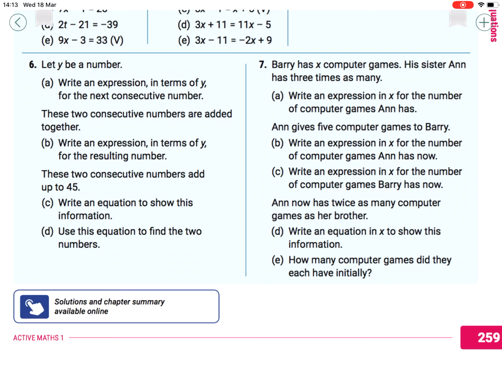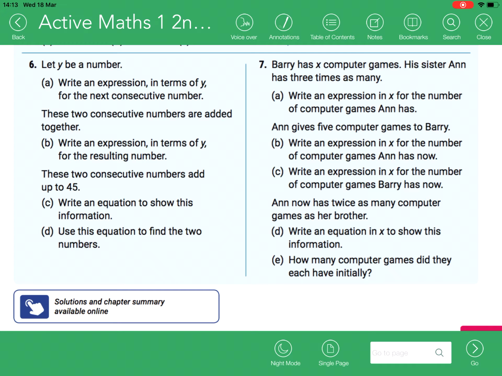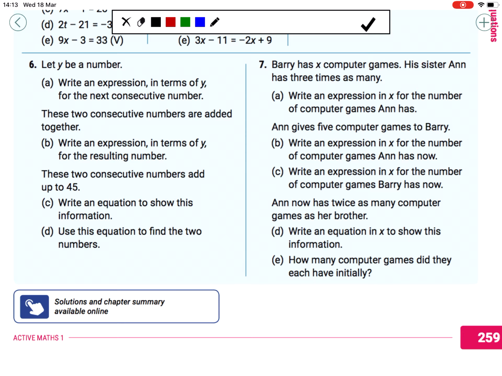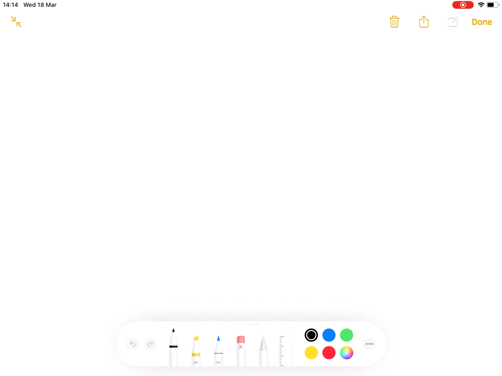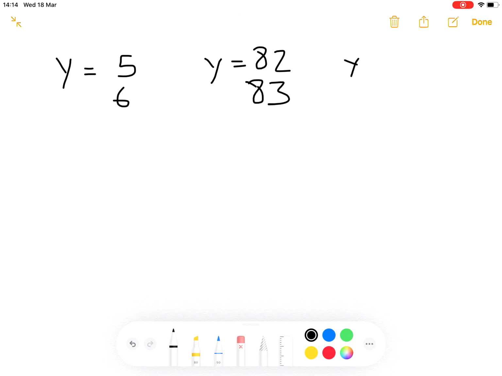So, we can see in this one to start off with, question 6, we can see what's going on, and it says let y be a number. So we're letting y be a number, and it says write an expression in terms of y for the next consecutive number. So if y was a number, let's say, for example, y was 5, the next consecutive number would be 6. If y was 82, the next consecutive number would be 83. If y was 104, the next one would be 105.